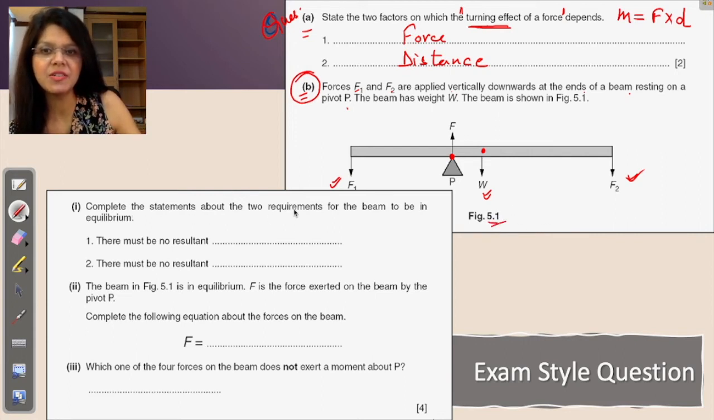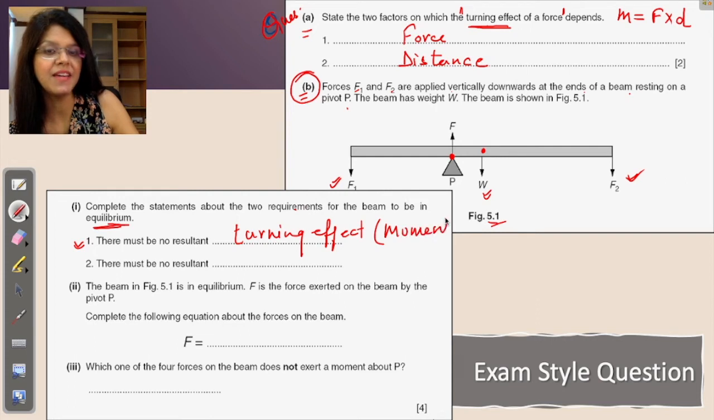Complete the statement about the two requirements for the beam to be in equilibrium. Now they're talking about beam to be in equilibrium, right? So there are two conditions for any system to be in equilibrium. There must be no resultant turning effect. Either you say turning effect or you say there is no resultant moment. Why? Because moment means turning effect, right? There must be no resultant force. So second question also.